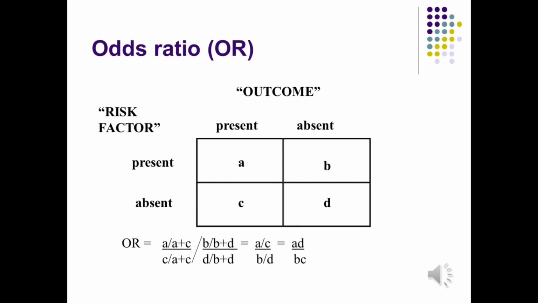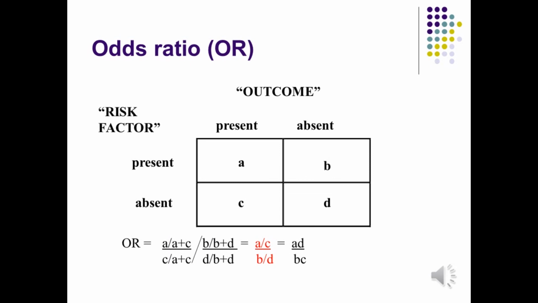So if you look down below, you've got this formula: A over A plus C, divided by C over A plus C. So it's those exposed compared to those not exposed. Then we look at those without the outcome, same thing. We're looking at the ratio of those exposed to those not exposed. So it's B over B plus D, divided by D over B plus D. And you can see that you can algebraically remove these denominators because they're equivalent, so you can cross out the top and the bottom.